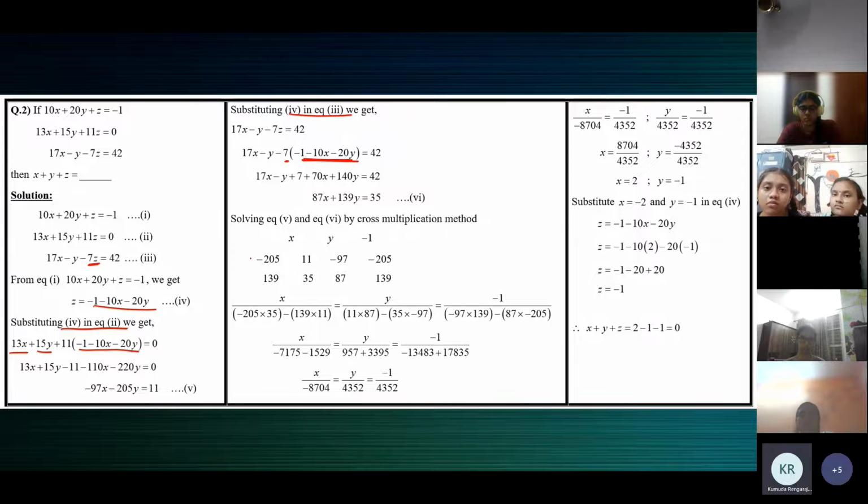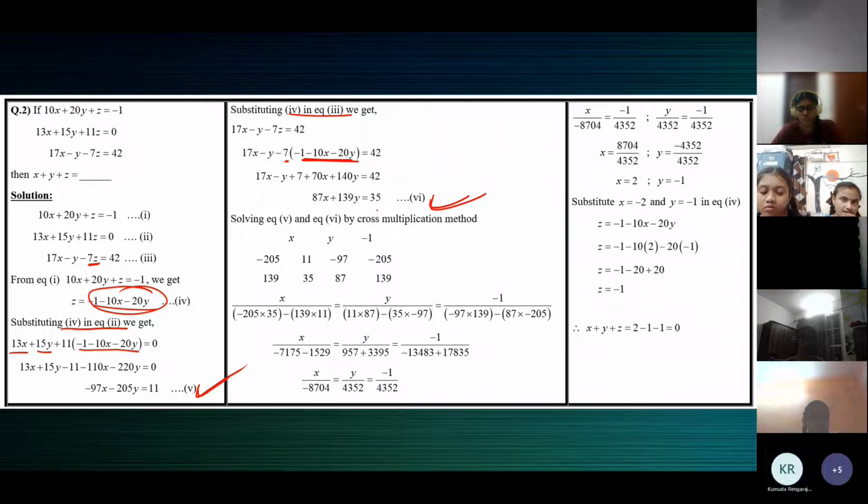So what you're doing is in the second equation and third equation, in place of z, you're using something in x and y. So you will get new equations 5 and 6 in the variables x and y. z is gone. We've got rid of z. Now you can solve equations 5 and 6 and find the values of x and y, and then substitute in some equation and find the value of z, and then find x plus y plus z.